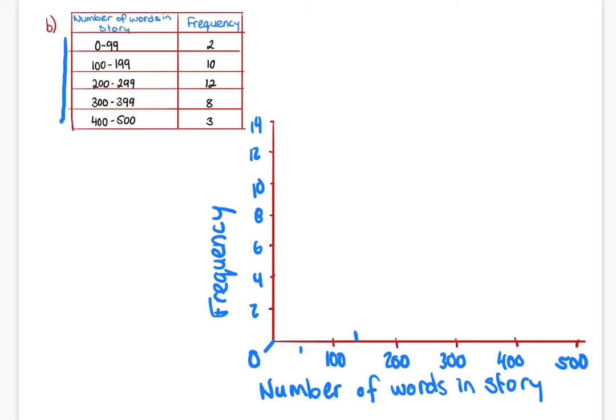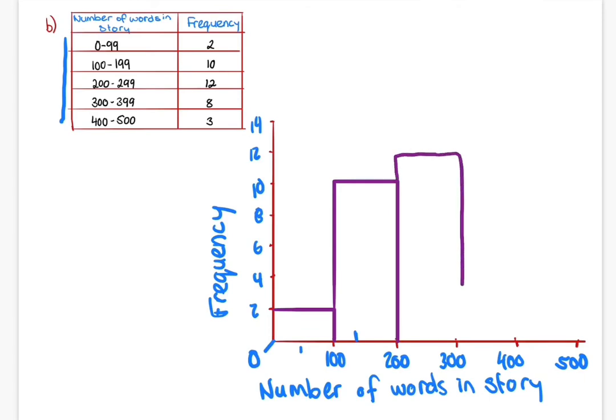The number of times 0 to 99 came up was twice. So I'm going to go here, and that's going to go there. Then we had 10 times for 100 to 199. 12 times for 200 to 299. 8 times for 300 to 399. And then 3 times for the last lot, 400 to 499. That's not very straight.